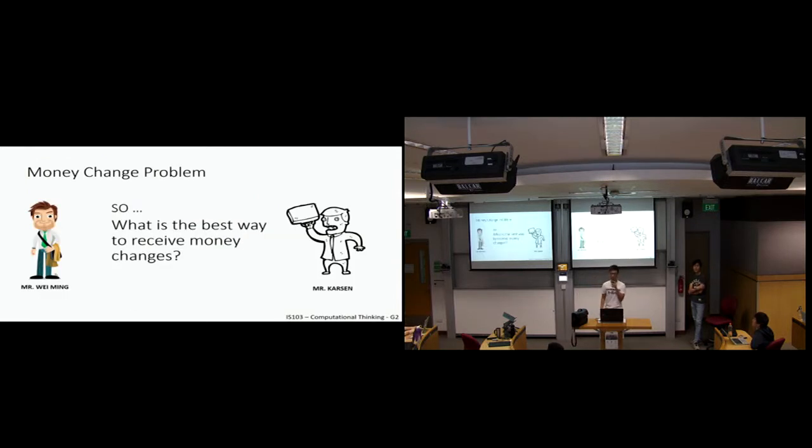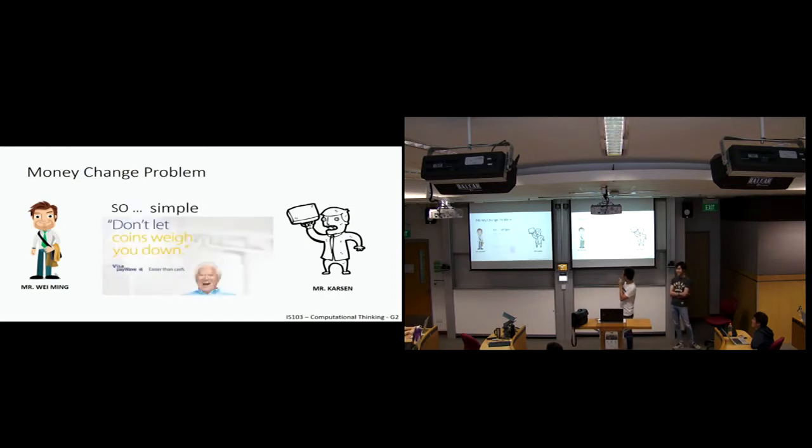So does anyone have any idea what is the best way to solve this money change problem? Anybody? Wei Ming, Carson? Okay, actually the best way to solve this is not any algorithm, but it's so simple. Just use the Visa PayWave.